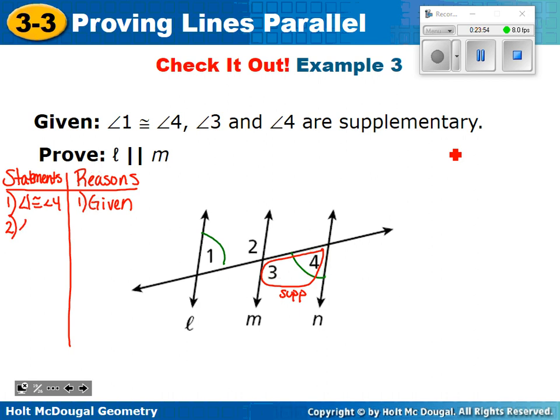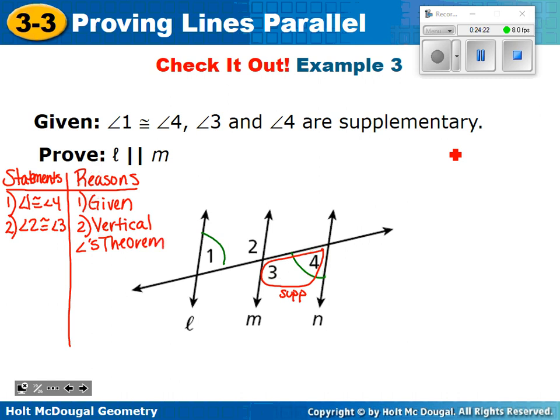So number 2, angle 2 is congruent to angle 3. How did we know that? They're not a linear pair. Vertical. They're vertical angles. Vertical angles are the ones across from each other when two lines intersect. So what is my reason here? Good, and it's vertical angles theorem.